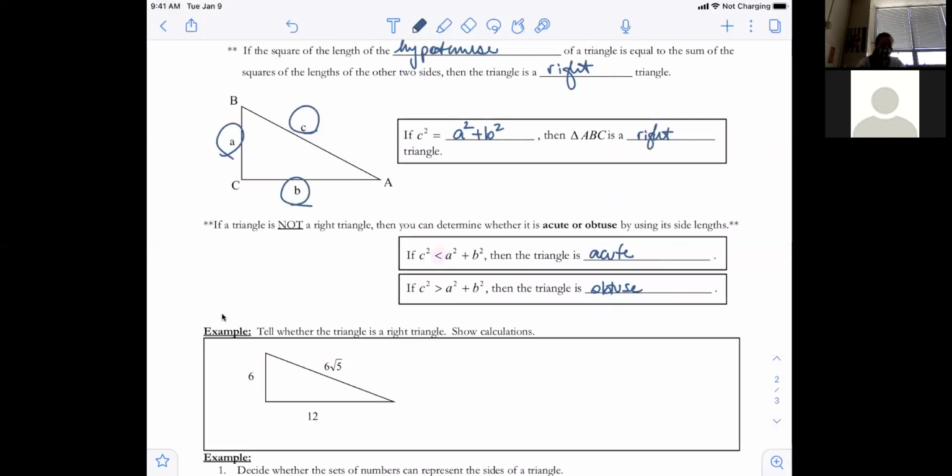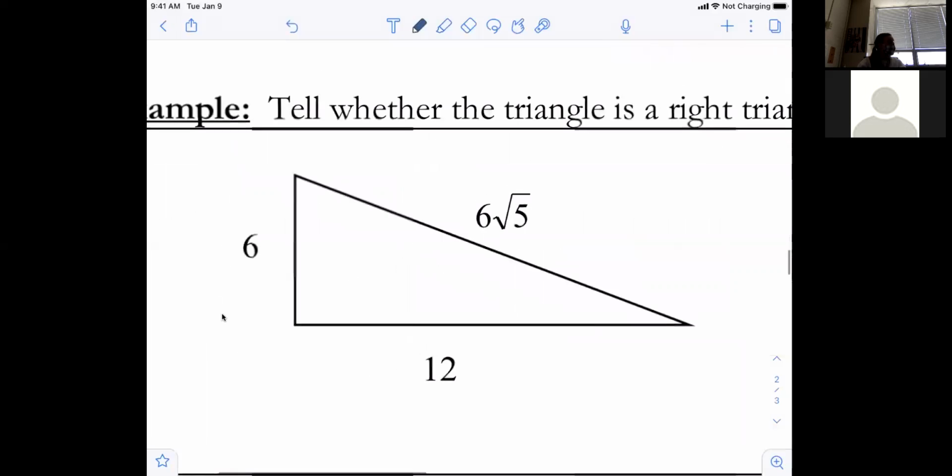Okay, the next one says explain whether a triangle is a right triangle. So this is what we're going to do. We're going to set c squared equal to a squared plus b squared. Now my question for you is, what's c squared here? Why? It looks like this would be the right angle, right? It's not marked, but if there would be a right angle, it should be here. Another thing we can do is look for the bigger side. So I know 6 is the smallest side, definitely, but I truly don't know between 6 root 5 and 12.